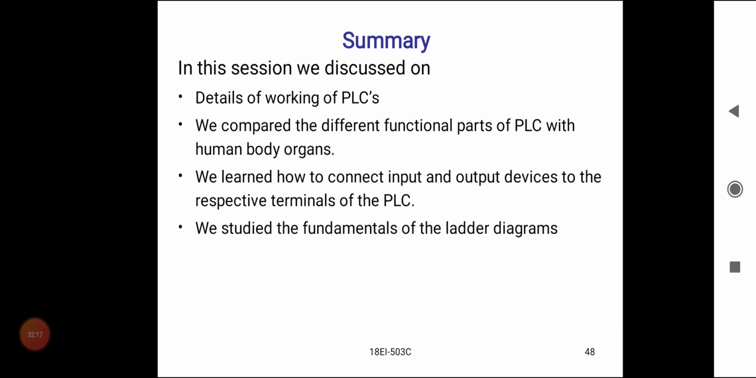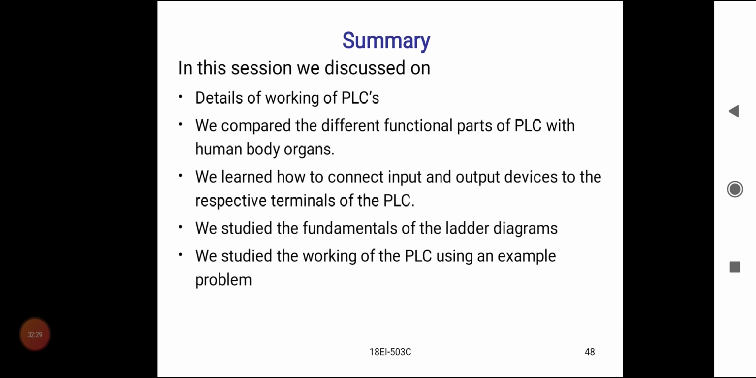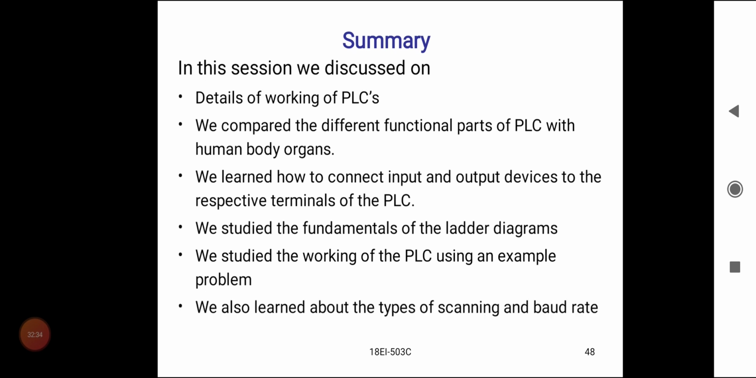We studied the fundamentals of ladder diagrams that consist of rungs and columns. We studied the working of a PLC using an example problem. We also learned about types of scanning and baud rate. The scans are the input scan, the programming scan and the output scan.